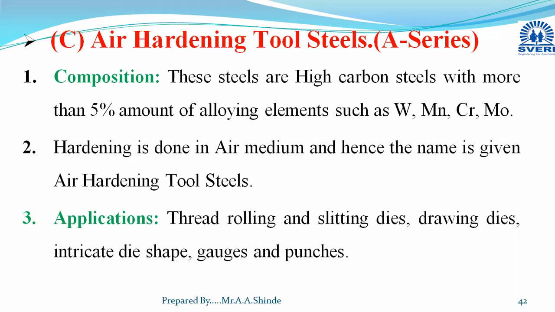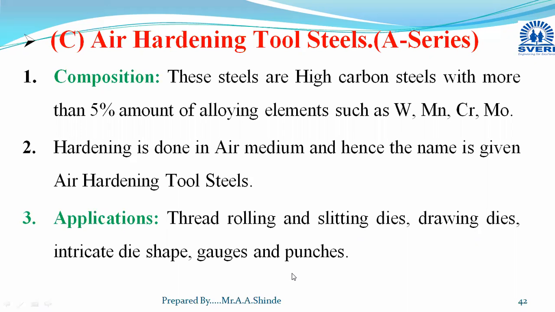Then we will move towards the applications. These air hardening tool steels, denoted by the A series, are used for manufacturing different kinds of dies used in thread rolling or slitting operations, that is thread rolling dies or slitting dies, then drawing dies, or to manufacture intricate die shapes, and different kinds of gauges and punches. All these are manufactured with the help of air hardening tool steels.